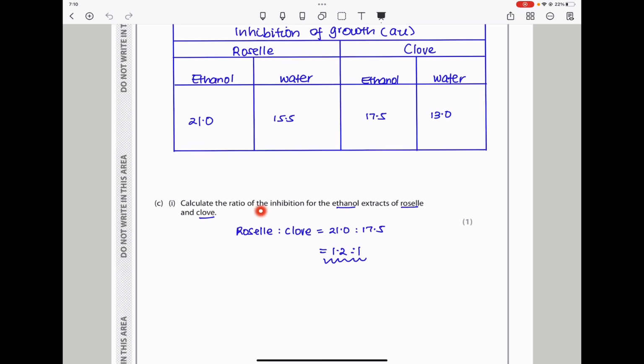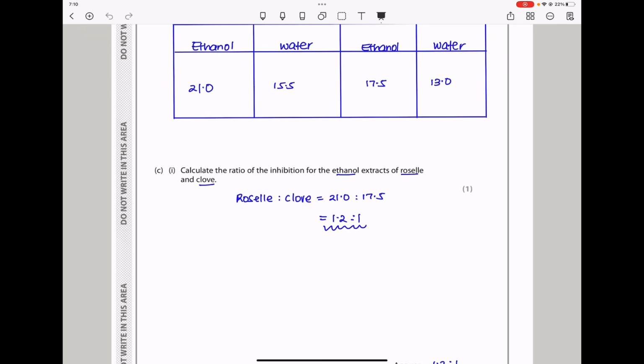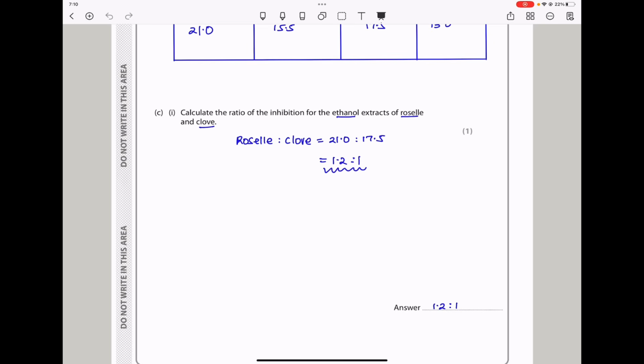Then they say calculate the ratio of the inhibition of ethanol extracts of roselle and clove. So the ratio should be roselle to clove, which is 21 to 17.5, and this is going to be 1.2 to 1. So that was my answer. I divided through by the smaller one, which is 17.5 by 17.5. You get 1.2 to 1 as the ratio.